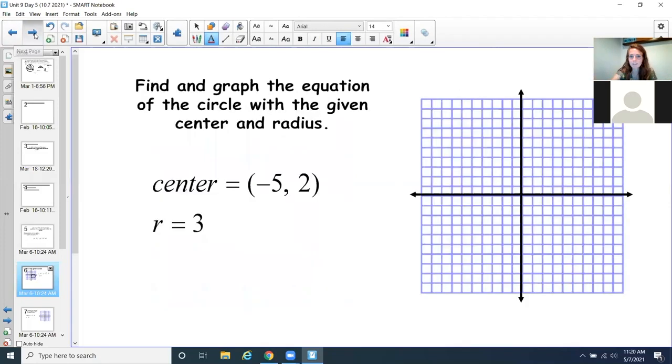All right. Let's go the opposite direction. So we want to find the graph and equation of the circle. First let's do the equation and then let's do the graph, even though we can go either way. So what would our equation be for our circle here? We know our center is (-5, 2), and our radius is 3.